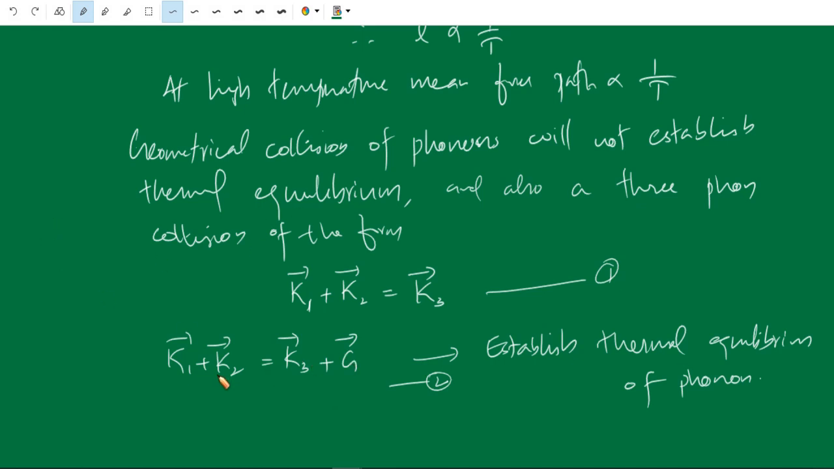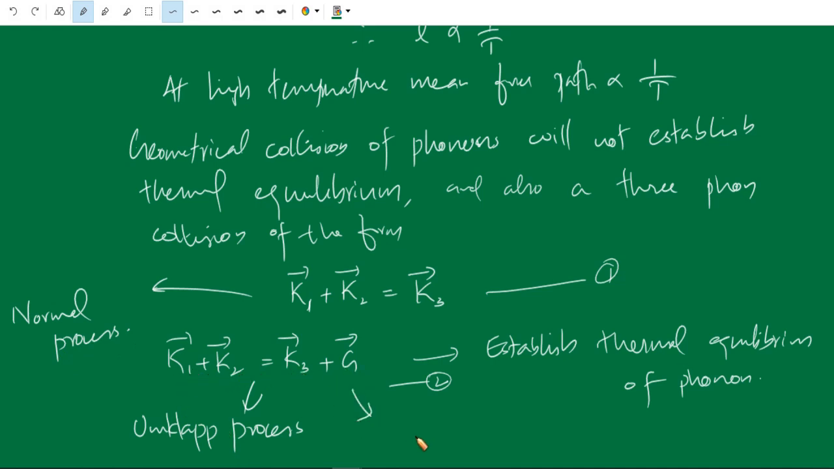So the second type of process is called the Umklapp process, whereas the first kind is called the normal process. The collision of the form K1 plus K2 is equal to K3 plus G, where G is the reciprocal lattice vector. So in this case, there is a net change in momentum. In the normal process, there is no net change in momentum of the phonon gas.